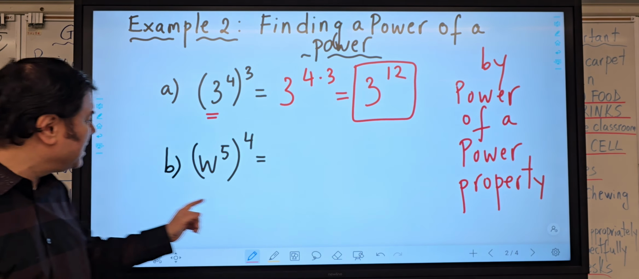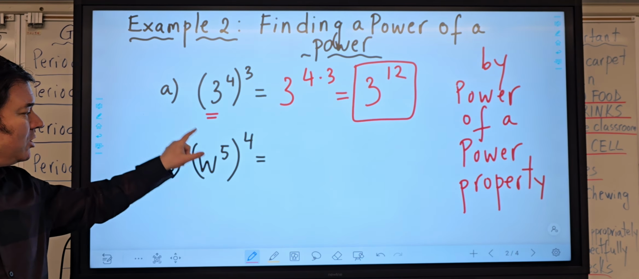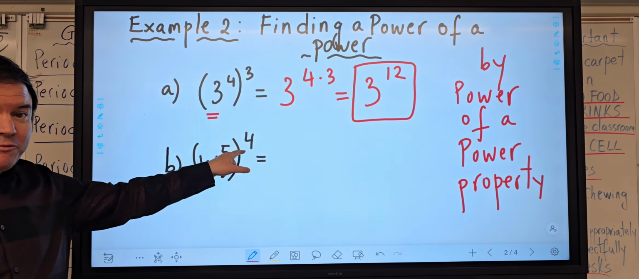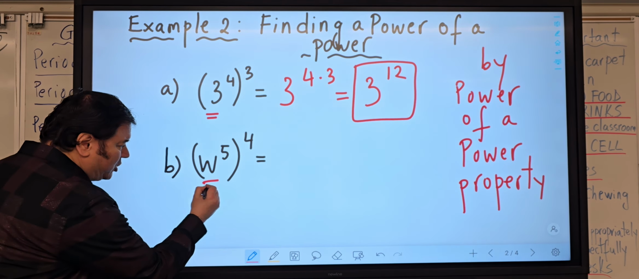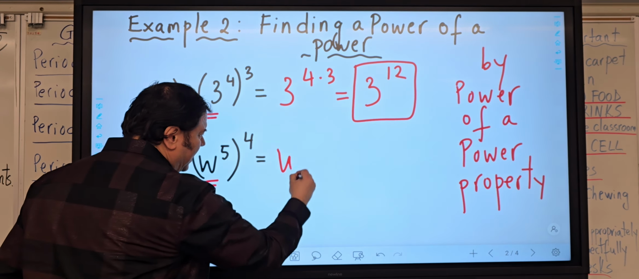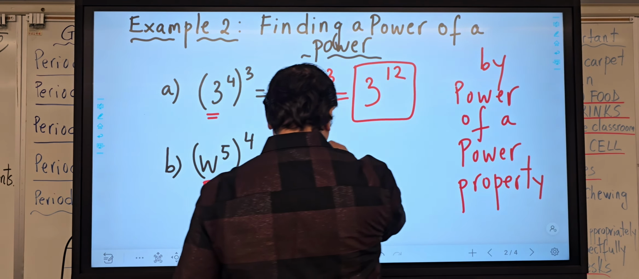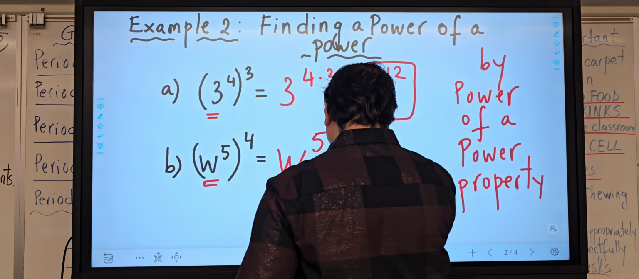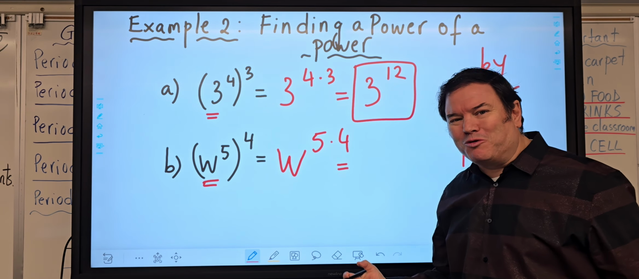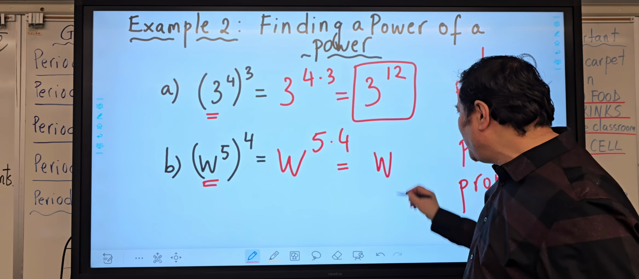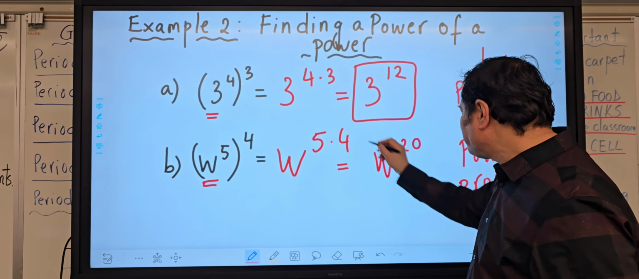Let's take a look at the second example. We have W raised to the power of 5, raised to the power of 4. Remember, we keep the base, which is W, and we multiply the exponents, 5 times 4. Everyone should know that 5 times 4 is 20. So the answer is W to the power of 20.